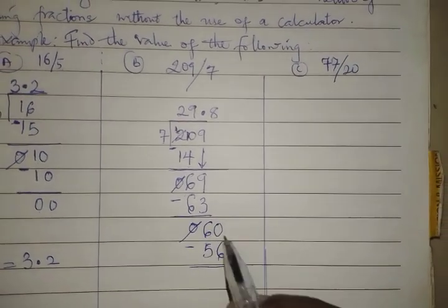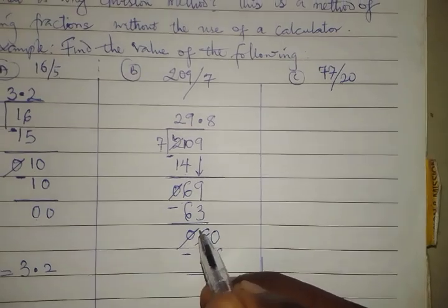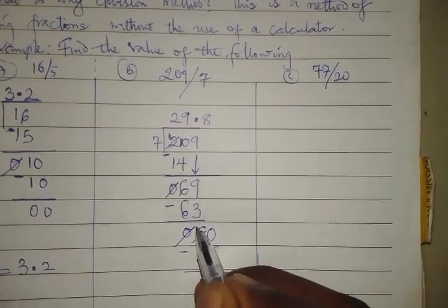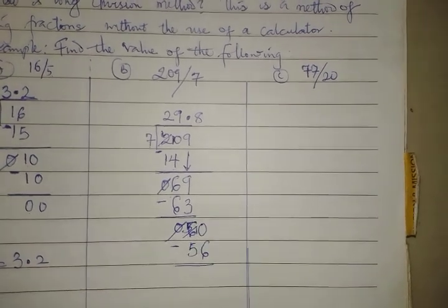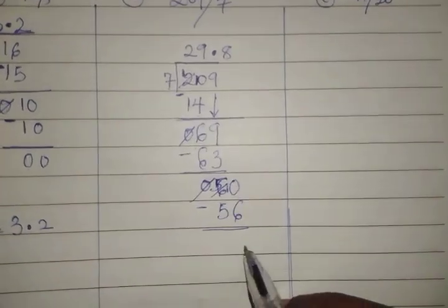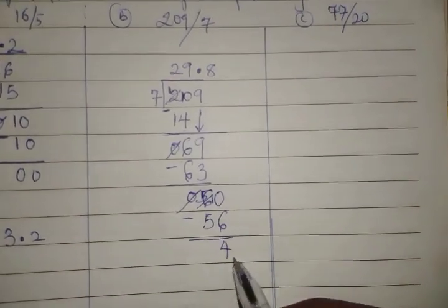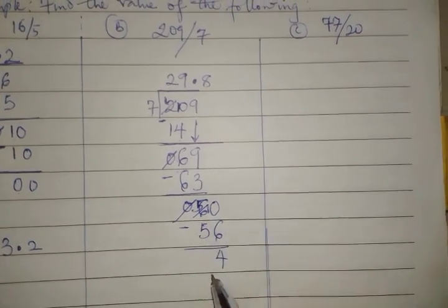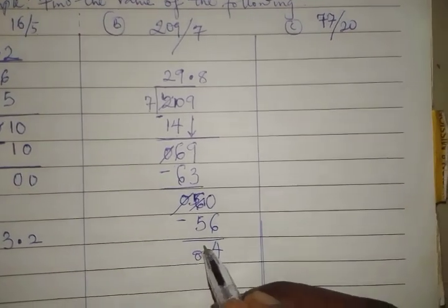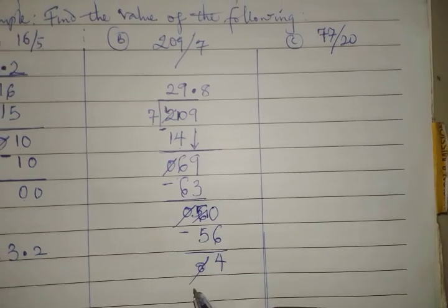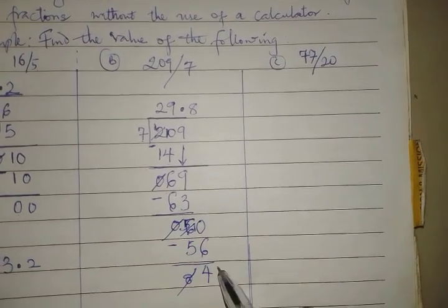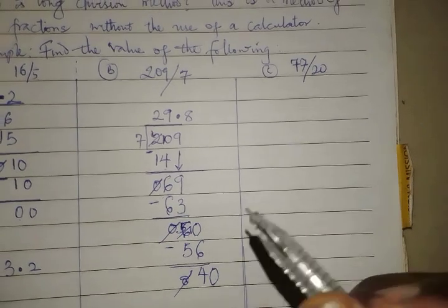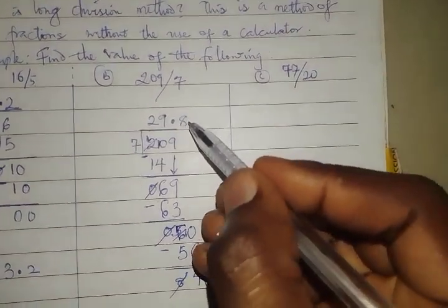Can 0 subtract 6? No. You have to lend a 10 and be left with 5. Add the 10 here. 10 subtract 6 is 4. And you're left with 5 here. 5 subtract 5 is 0. Slash. You're left with 4. Can 7 go in 4? No. Add 0. But you don't have to put a decimal point again.